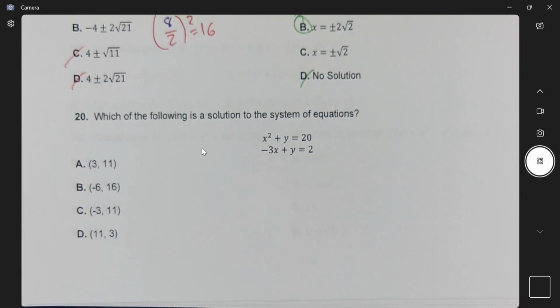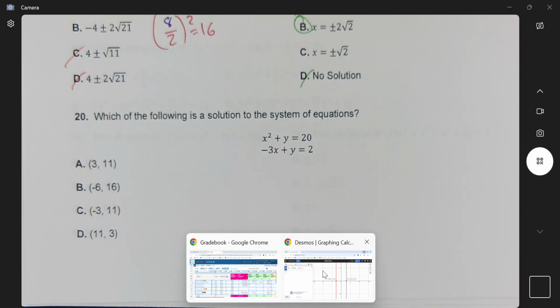It says, which of the following is a solution? Now, because this is a parabola, I know it's a parabola because x is squared, and because this is a straight line, I know it's a straight line because there's no exponents, there could be 2 solutions, but there doesn't have to be. And if there are 2 solutions, only one of them is listed here, so we'll have to just see what's going on, but of course I'm going to Desmos to do that.